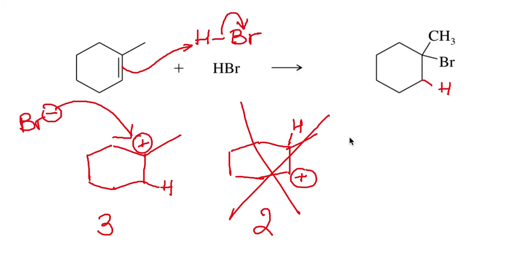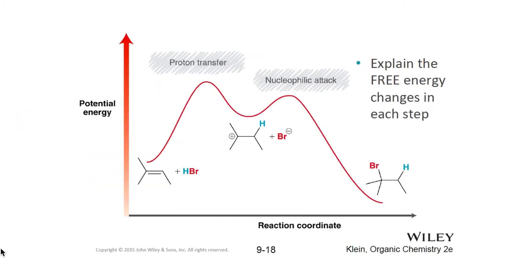Remember that that was called the Markovnikov type of mechanism, or the Markovnikov product, in which the Br, my nucleophile, will end up in the more substituted position.